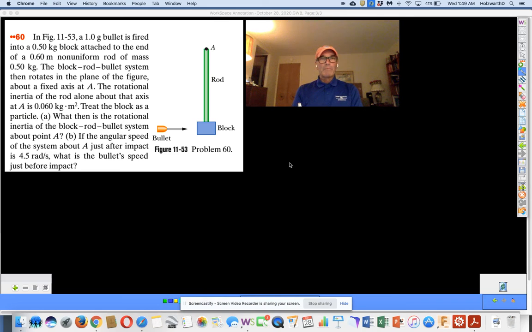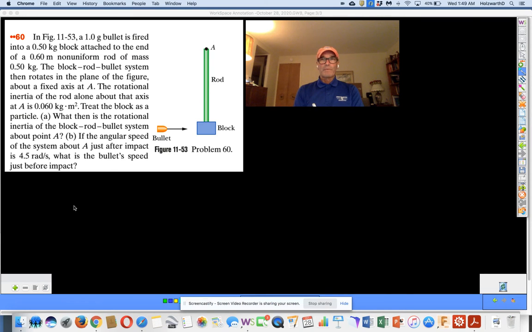Anyhow, part A, well, first of all, I'm assuming you read the problem. So a bullet's going to come along, strike that block at a 90-degree angle with respect to the rod. So the velocity is already perpendicular to the radius, the distance from where the bullet strikes the block to the axis of rotation. So it says, what then is the rotation inertia of the block, rod, bullet system?